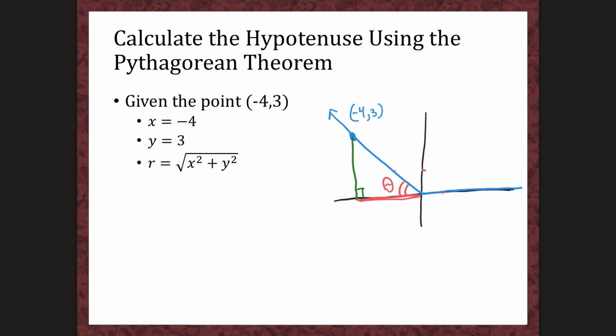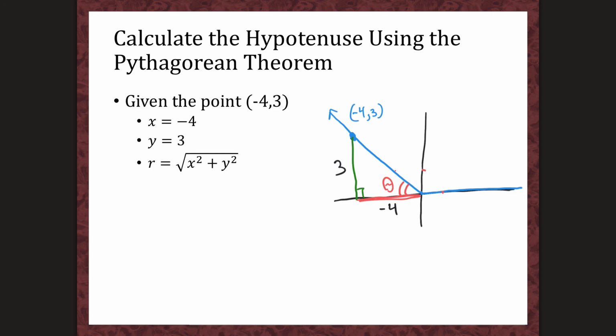Okay, since I know the coordinate (-4, 3), I know some of these values. I know that the x value is negative 4, so down here I will write a negative 4, and the y value is 3, so this will be 3. And since I have a right triangle and I have the 2 smaller sides, I can use the Pythagorean theorem to calculate the hypotenuse, and then I will have all 3 sides of the triangle, and it will be very easy to find all 6 trig ratios.